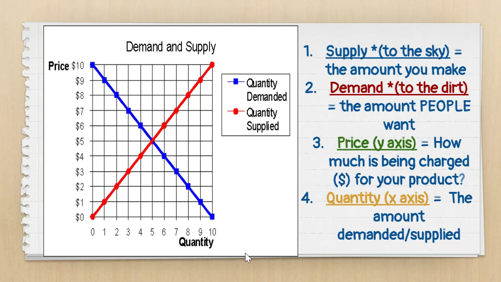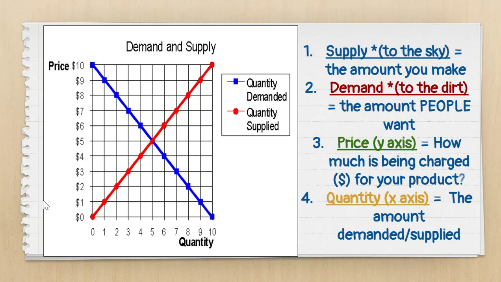Then you will have your quantity on this x-axis. Now again, you can make this any number depending on the quantity you have, but we're going to make it simple and have from 0 to 10 quantity. So that is the amount being supplied and the amount being demanded. And remember, when we're looking for the supply line, it's going to be the line that goes up to the sky, so this red line. And when we're looking for the amount demanded, we're going to look at the line that's going straight down to the dirt, the demand line.